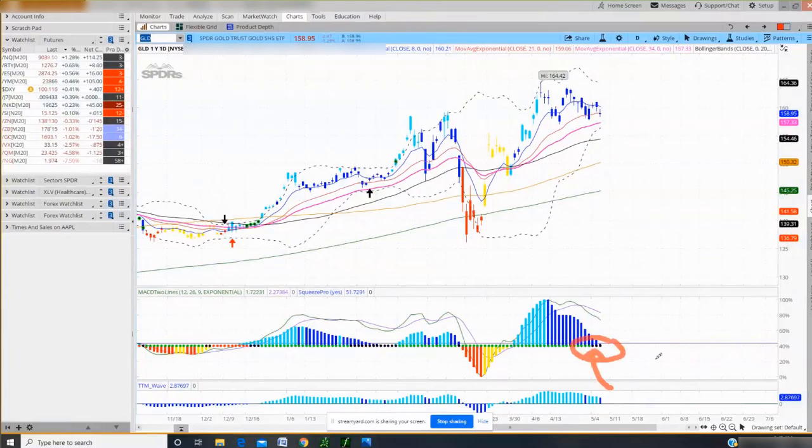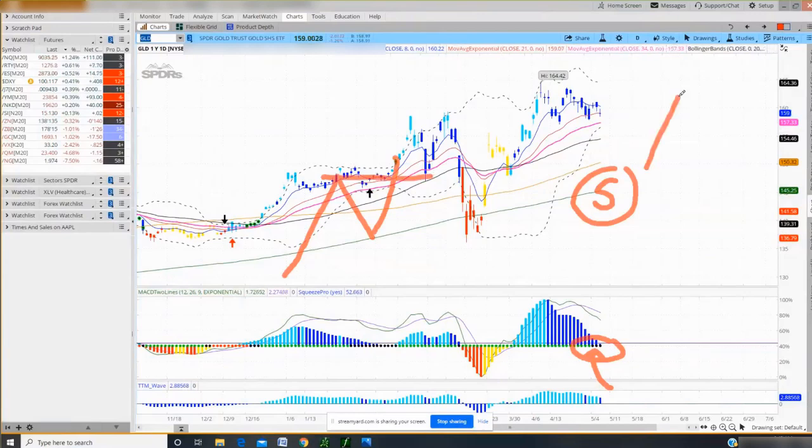I like to see 5. That's for my squeeze plays. I trade bull flags. I trade breakouts. And I trade squeezes. So bull flags, breakouts, squeezes. Those are the 3 strategies that I trade. And I love the squeeze the most.